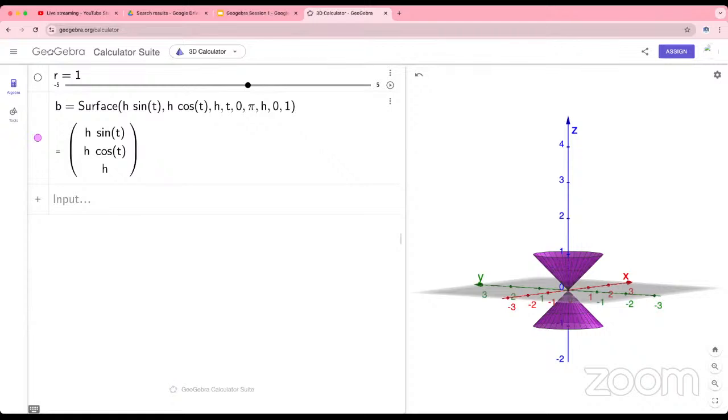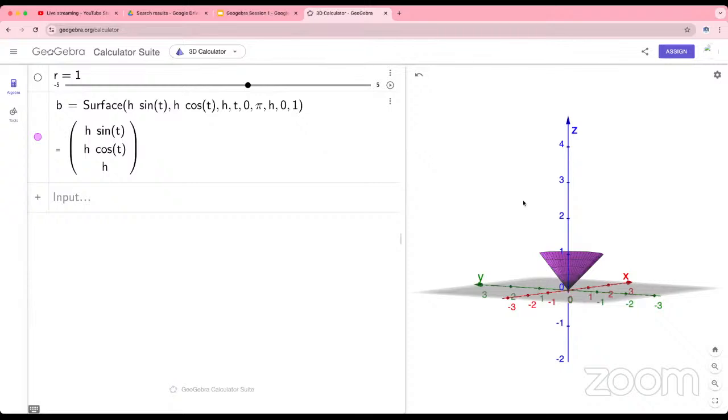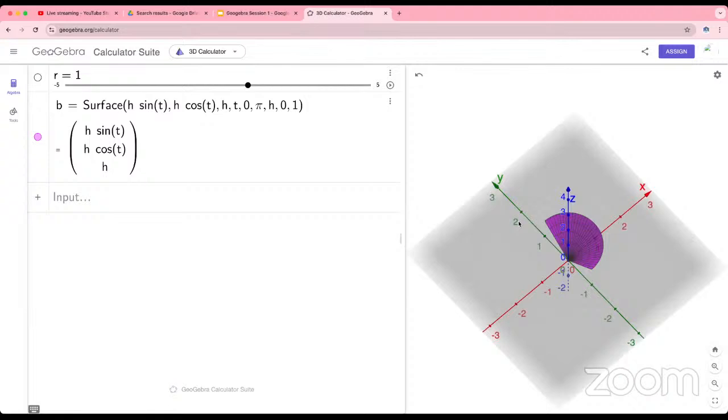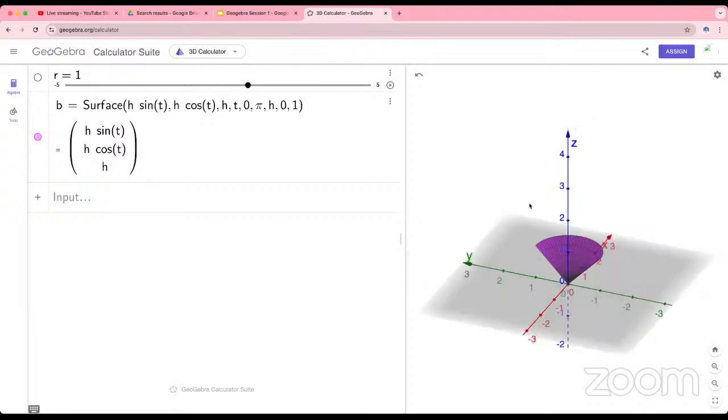It will be a half cone. आधा कटा हुआ कोन दिखेगा. Something like this. All right.